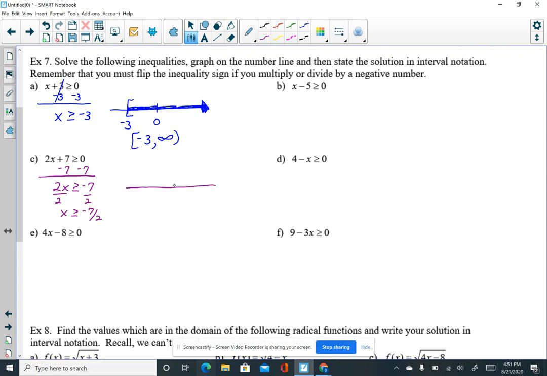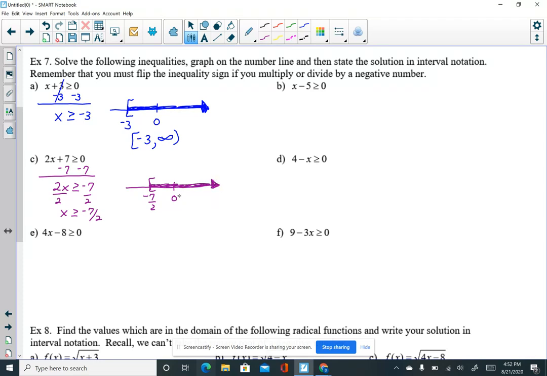Now let's think about graphing this on the number line. I just always put 0 as a marker there, and then negative 7 halves. We'll just know it's going to be over here on the left. My letter here is on the left, and it is greater than or equal to, so I know I get a bracket. It is pointing to the right, so I'm going to be shading to the right again. So it looks like this.